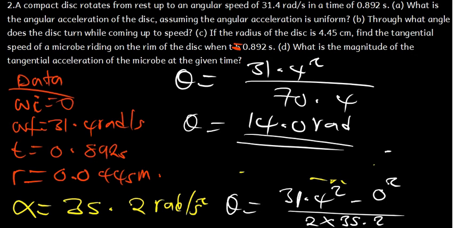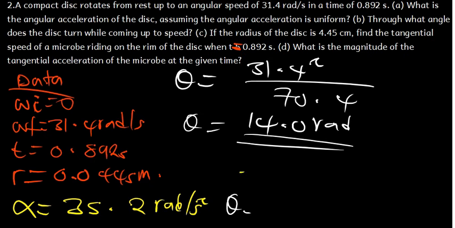Part C is saying if the radius of the disk is 4.45, find the tangential speed of the microbe riding on the limb of the disk. Now remember, the tangential speed is the same as the linear speed, and tangential acceleration is the same as the linear acceleration. If you can remember very well, we came up with this formula. Let me just put this theta here, 14.0 rad. Let's get rid of this to create space.